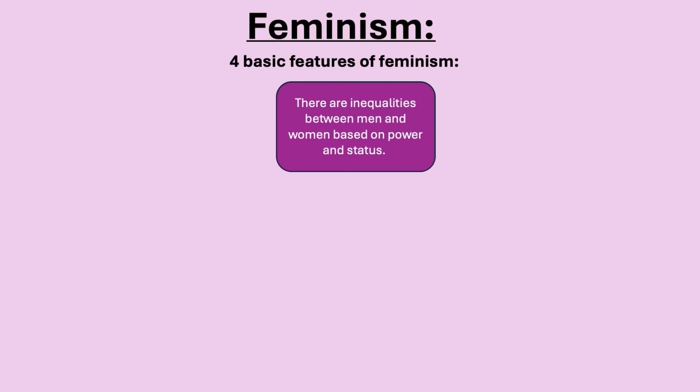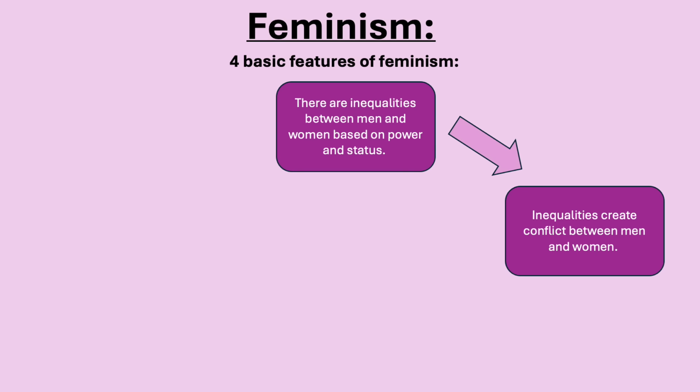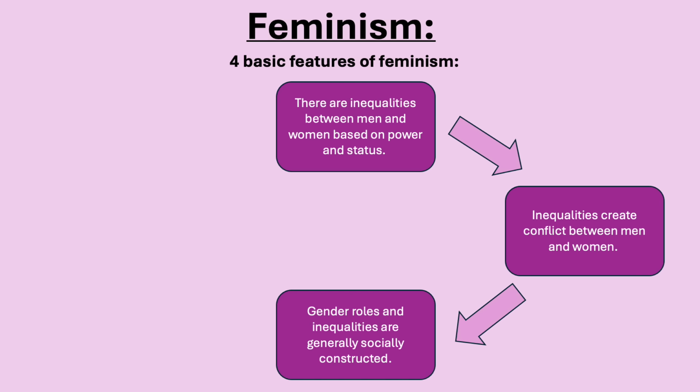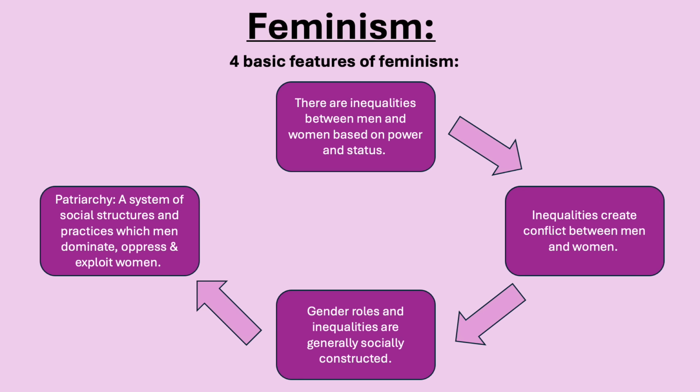Okay, so moving on to our next theory, we're going to go on to feminism. And there are 4 basic features of feminism, and basically how it all works as a big cycle. So it starts off with there are inequalities between men and women based on power and status. And these inequalities create conflict between men and women, which then leads to gender roles, and inequalities are generally socially constructed due to this.